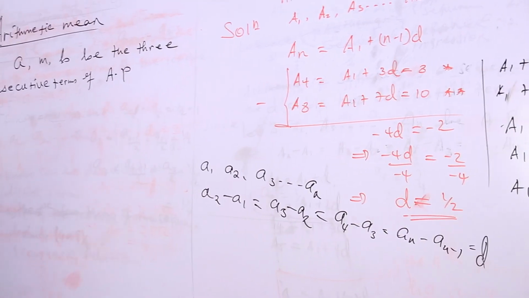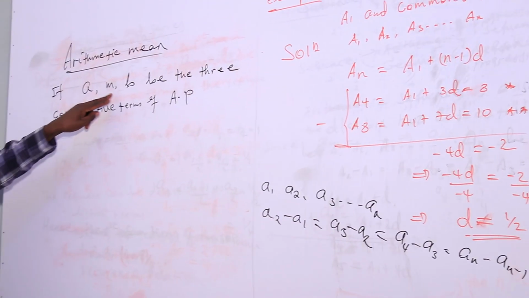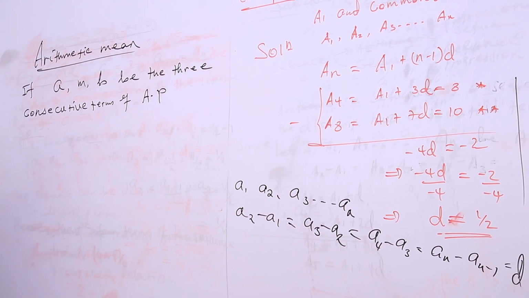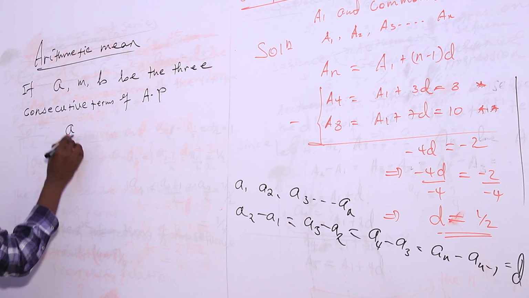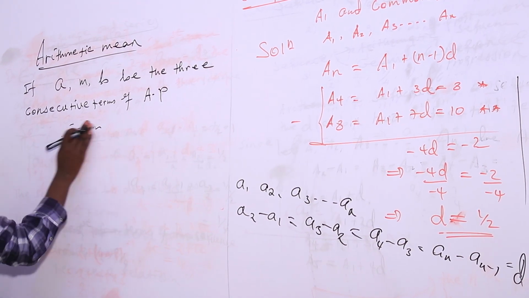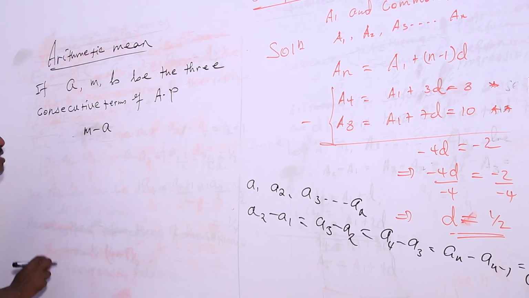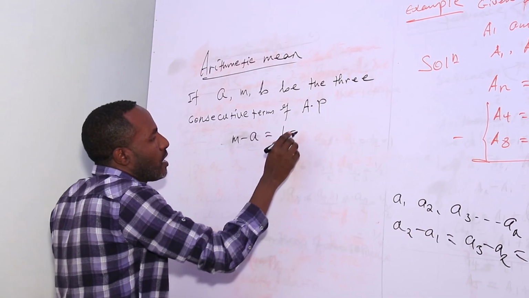That constant is D. So here, if A, M, and B are three consecutive terms of an arithmetic progression, we can say M minus A, the second term minus the first term, equals B minus M.